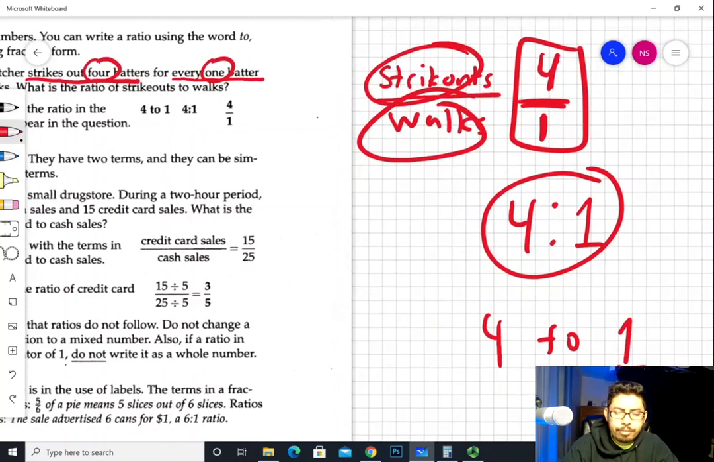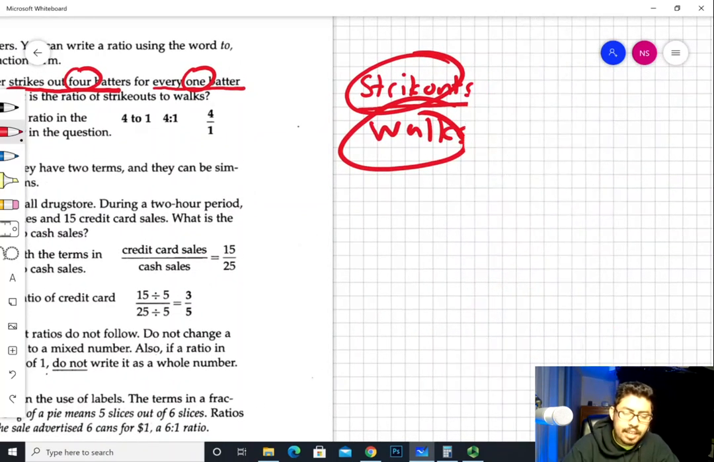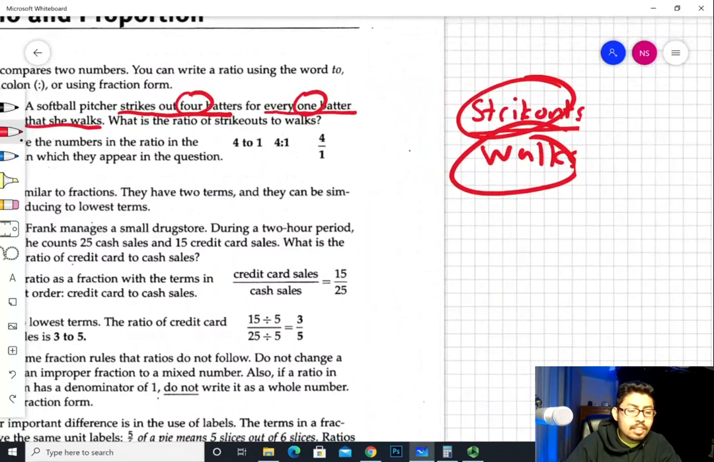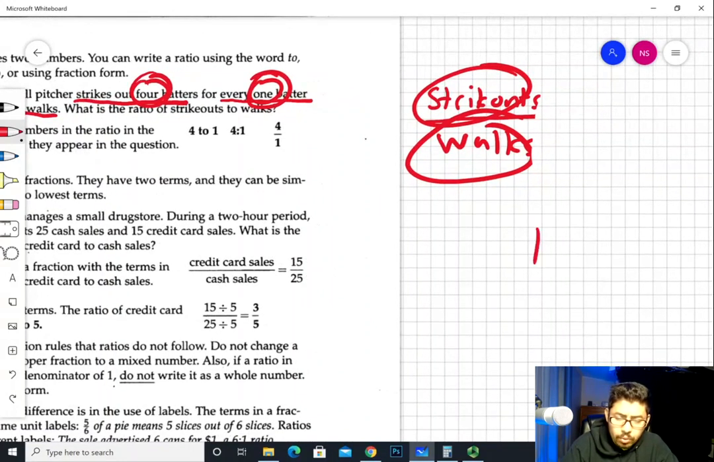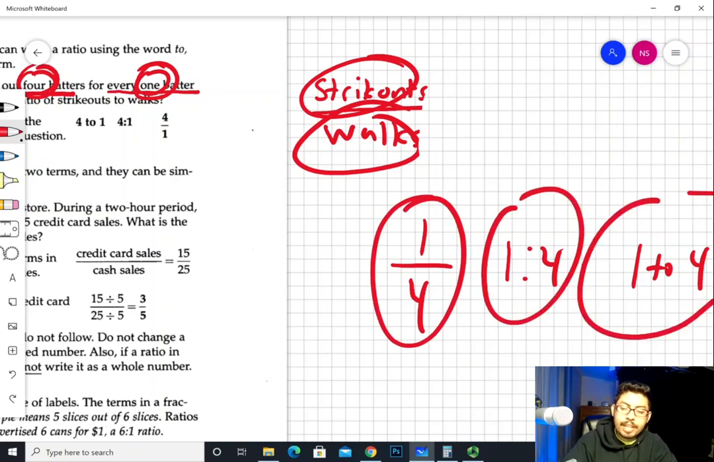That seemed pretty straightforward. Well, the trick is, students sometimes do this. They write out strikeouts, they write out walks, they go back to the question, and they know the strikeout number should be 4 and the walk number should be 1. And for some reason, they write 1-4. And that's wrong, my friends. This is a completely different ratio that you're giving me.